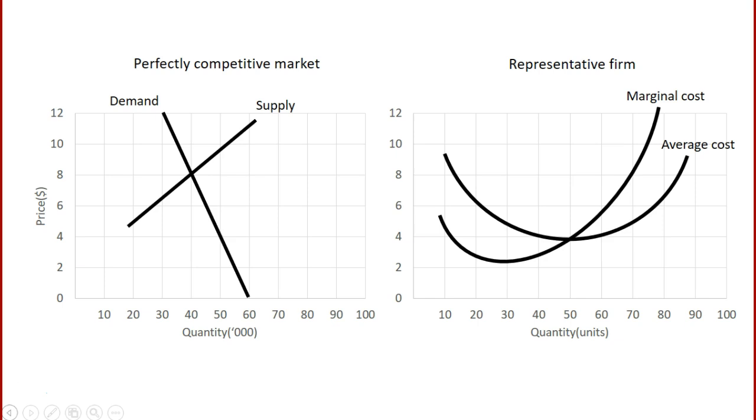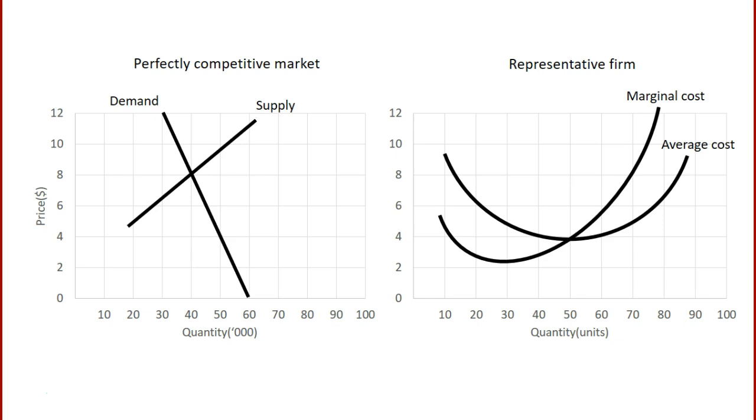So here we have a representation of a perfectly competitive market. We've got our demand curve and supply curve. And we've got here a graph of the cost curves of a representative firm from that market. And what we mean by that is we're assuming that all the firms who are participating in this market, supplying to this market, are identical.